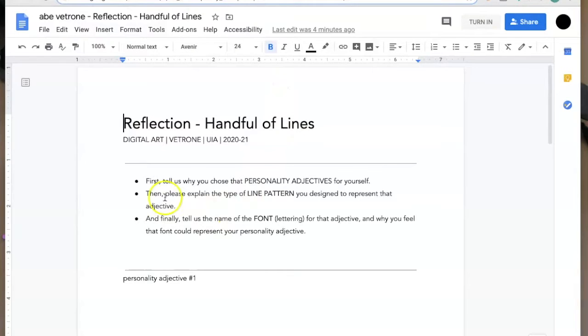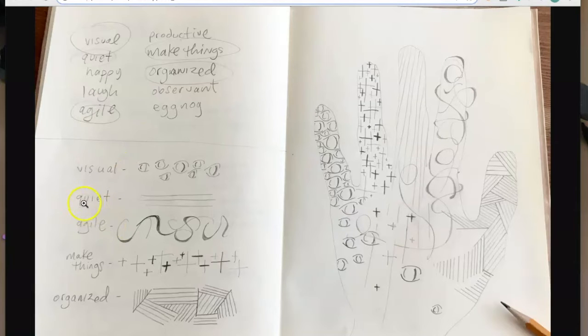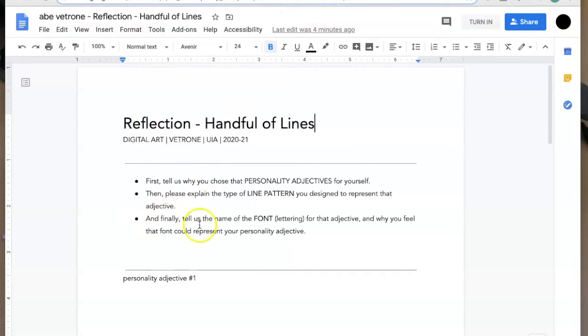First, tell us why you chose that personality adjective for yourself. I'll show you an example. Then, please explain the line pattern. I'm going to tell you why I chose quiet, why that's about me, and then why that line represents quiet to me. Finally, this is new: tell us the name of the font, which is the lettering for that adjective, and why you feel that font could represent your personality adjective.